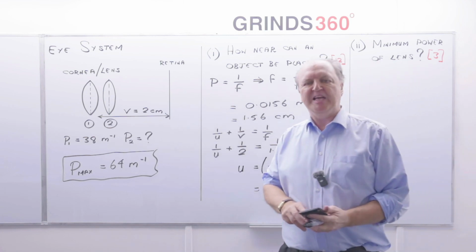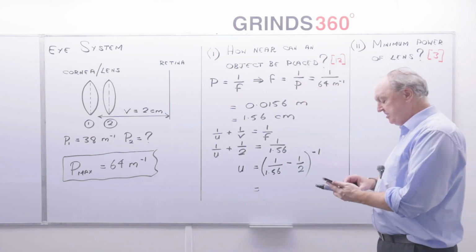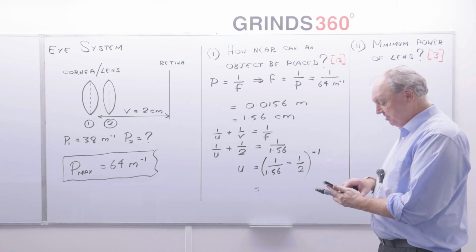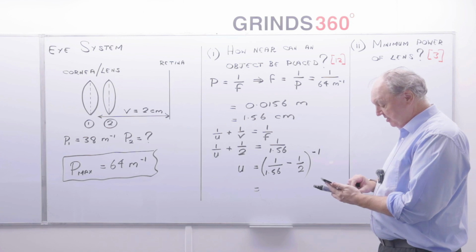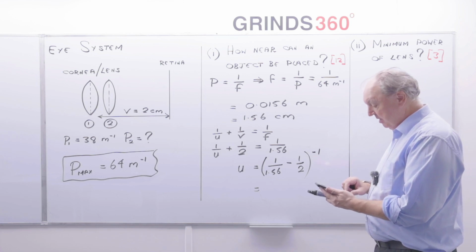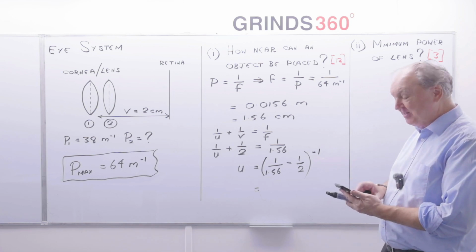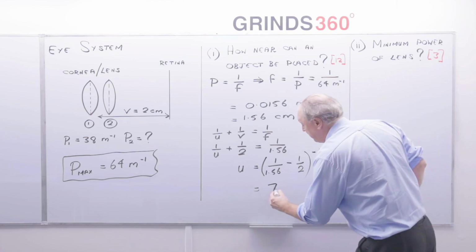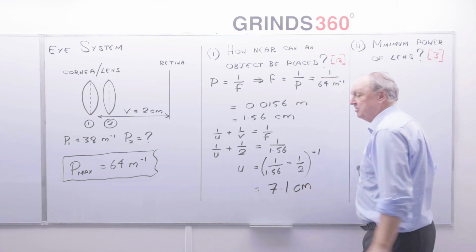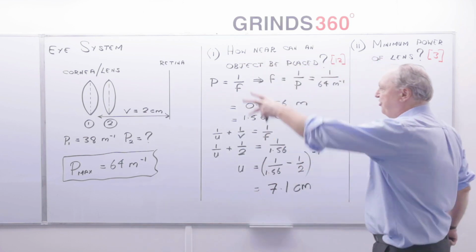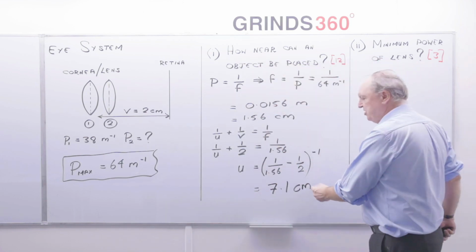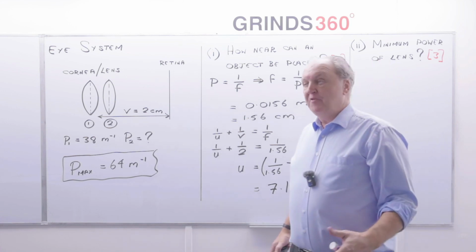So I've shown you those calculations in the experiments. So let me put that into my calculator. Fraction, 1 over 1.56 minus a half, close bracket, all to the power of minus 1. And I get 78/11, which is about 7.1 centimeters. That is my near point. That's the nearest I can see an object that is still in focus with these eyes. Nice question. Now I move on to the next part.